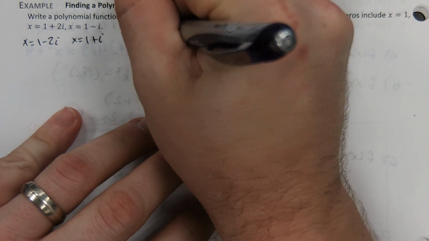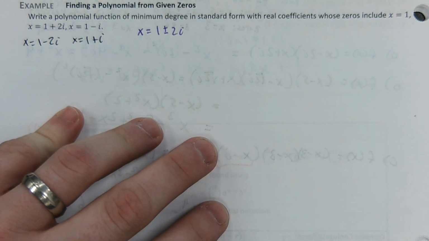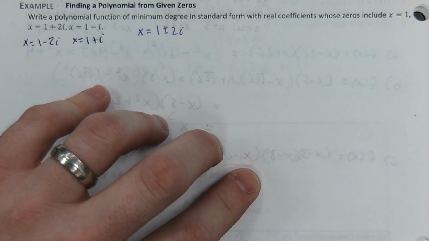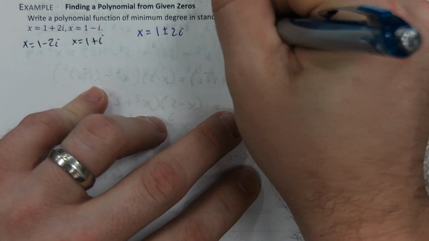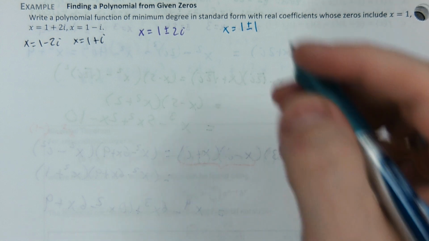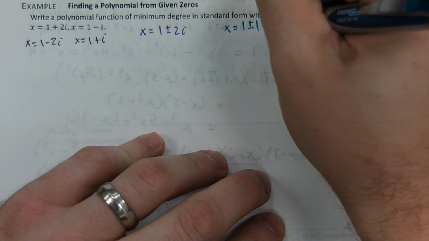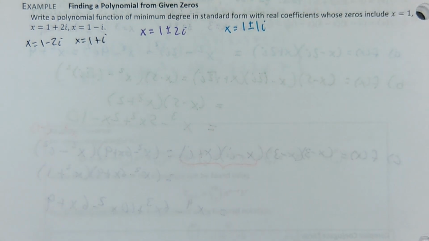We know that x equals 1 plus or minus 2i, and we also know that x equals 1 plus or minus i. I wrote 1 instead of i by accident. Whatever. We'll just make it 1i. I didn't need to write the 1. It was an accident.